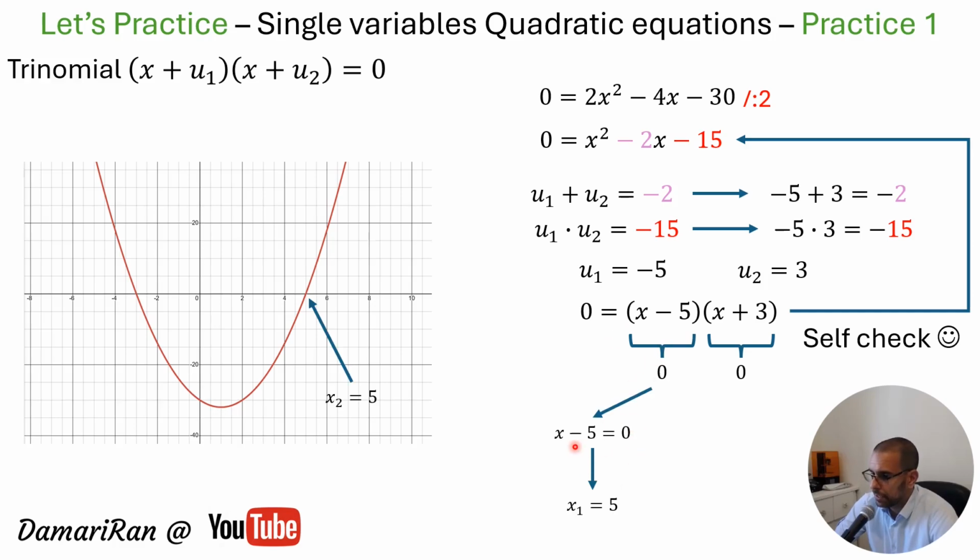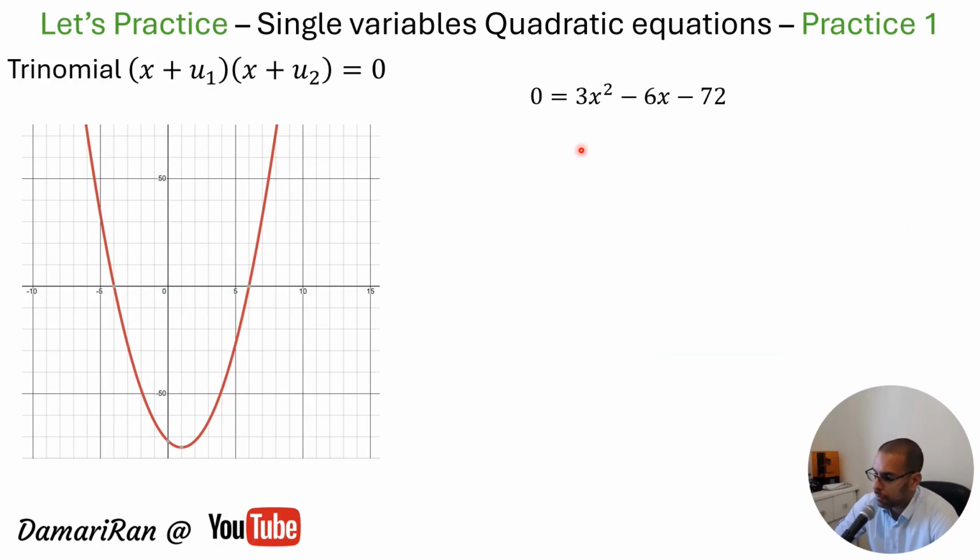So let's demand that x minus 5 will be 0, which gives us the first solution, x equal to 5. Oh, here I put 1 and here I put 2, but it doesn't matter. And the second solution is x equal to minus 3. Great. So we solved our first quadratic equation with a trinomial. Let's do another one.